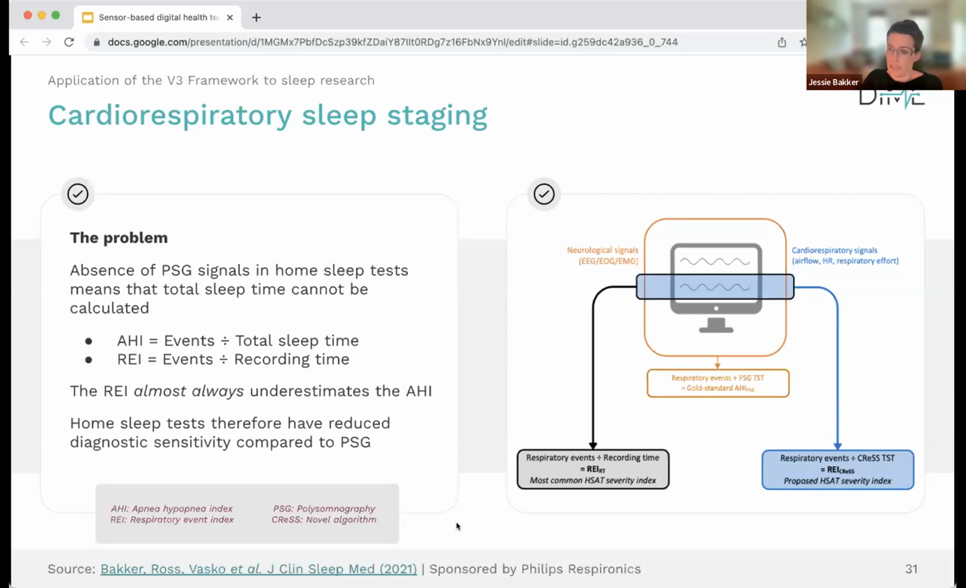Now, what we did not do as part of this analysis was make a direct comparison between the two REI values, because the gray REI, the traditional one based on recording time, is not what we consider the gold standard for determining the severity of sleep apnea. Instead, we compare each of the individual REIs back to the gold standard, the AHI, and calculate the intra-class correlation coefficients, and then make a comparison of those two correlation coefficients. And that will tell us about the relative accuracy of each of the REIs that we have generated.